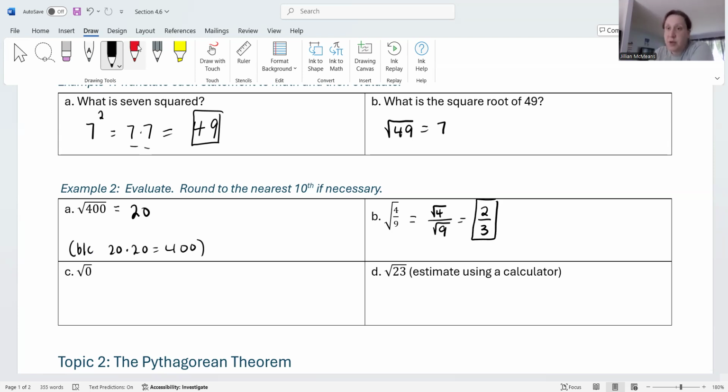Now, 0 is kind of a tricky one. If you ever get the square root of 0, just know that it is 0. Okay? Now, let's look at the square root of 23.